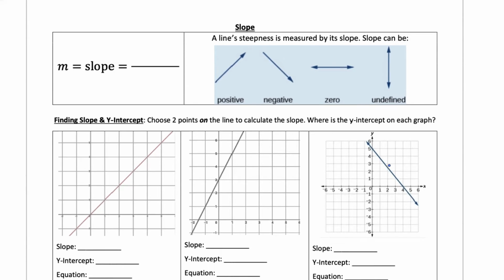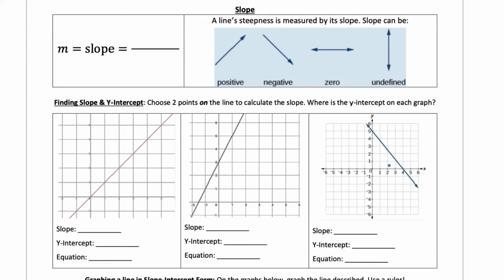So let's look at exactly what slope and y-intercept mean. So the slope is our m value, like we said. It's the number that multiplies x in the equation, but it means how steep a line is. And we can define it mathematically by finding the rise over the run. So we'll say that phrase a lot, rise over run.